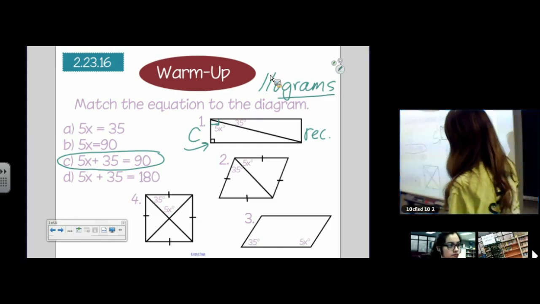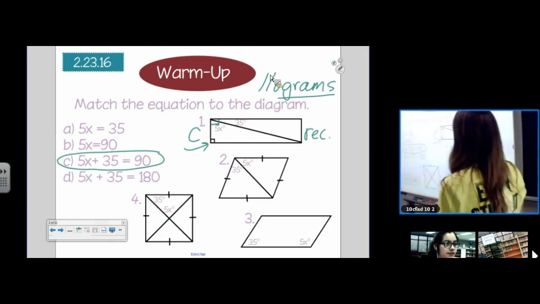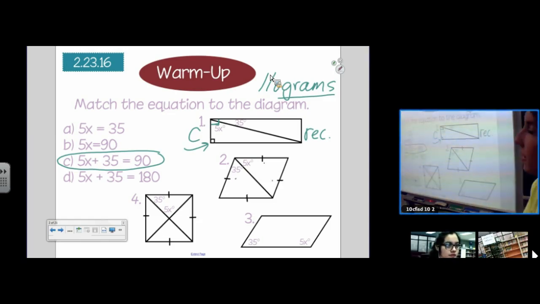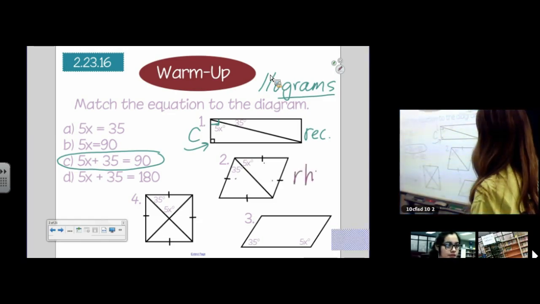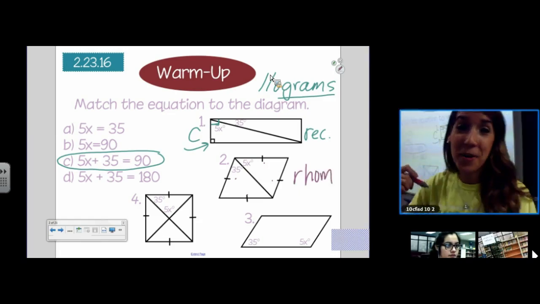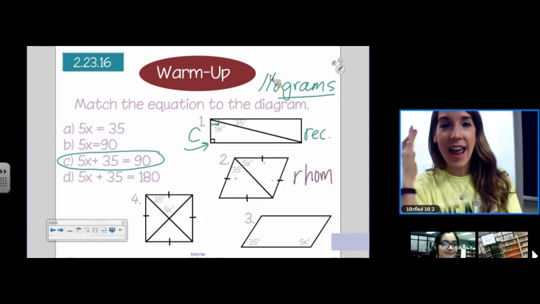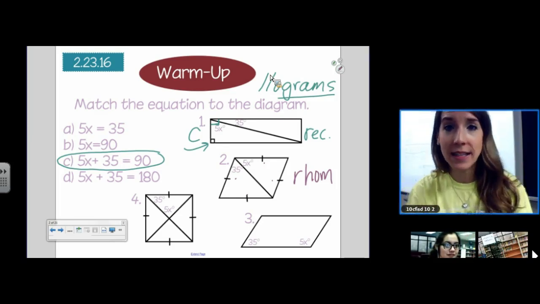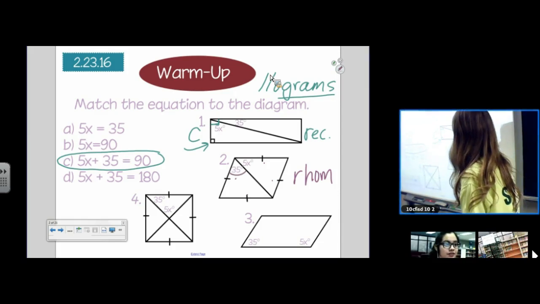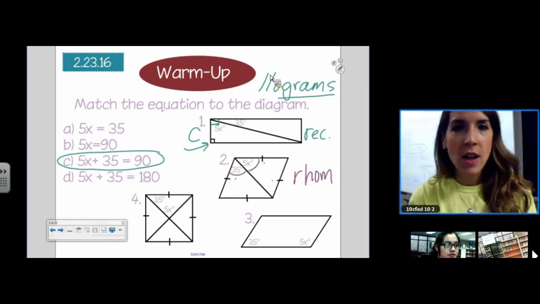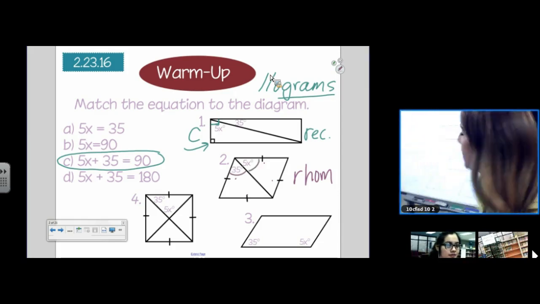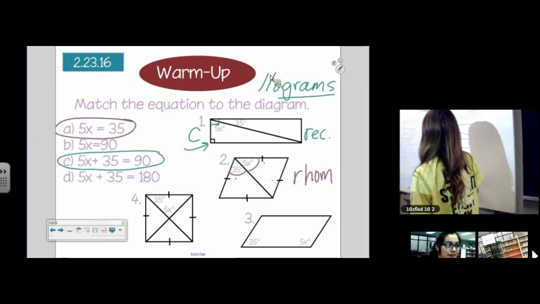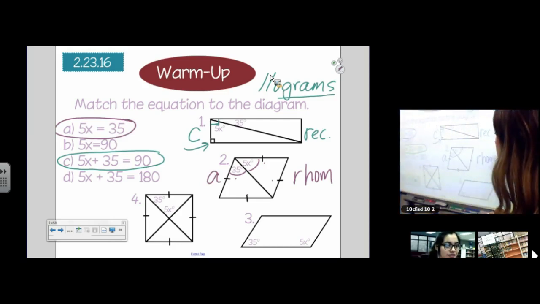Number 2. Number 2 is a parallelogram with 4 congruent sides. That makes number 2 a rhombus. We know in a rhombus, one of the properties is that the diagonals cut the angles in half. The diagonals bisect the angles. So I can add arcs to my rhombus. Well, if that angle has been bisected, then 35 is equivalent to 5x. So number 2 is A.